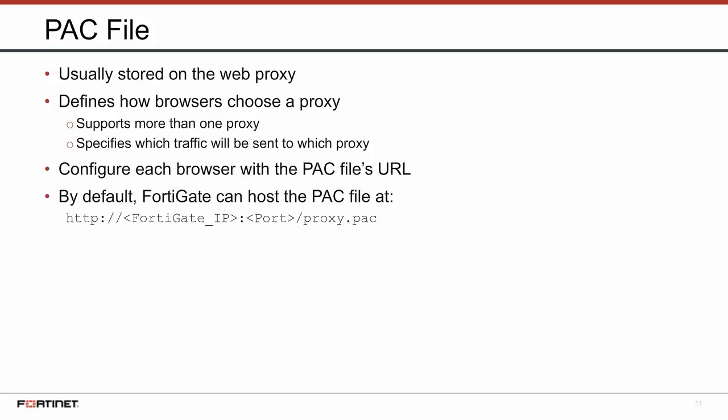Another configuration method uses a standard explicit auto-configuration file called a PAC file. A PAC file contains instructions that tell the browser when to use a proxy and which proxy to use, depending on the destination. This configuration method supports the use of multiple web proxy servers. To deploy the PAC file, first you must install it on an HTTP server that the clients can reach. Your FortiGate can act as the HTTP server for the PAC file. Then, you must configure all browsers with the PAC file's URL.